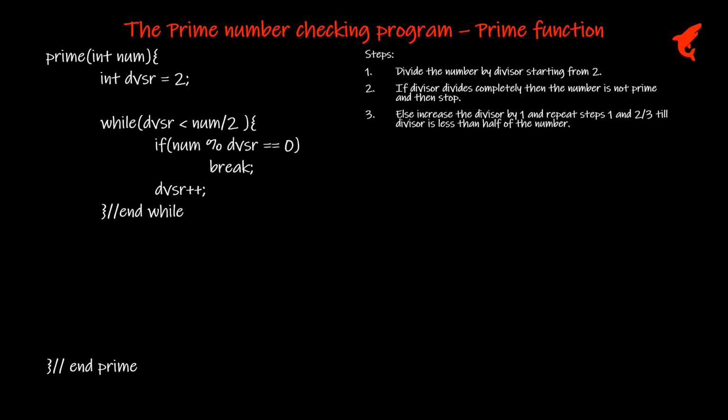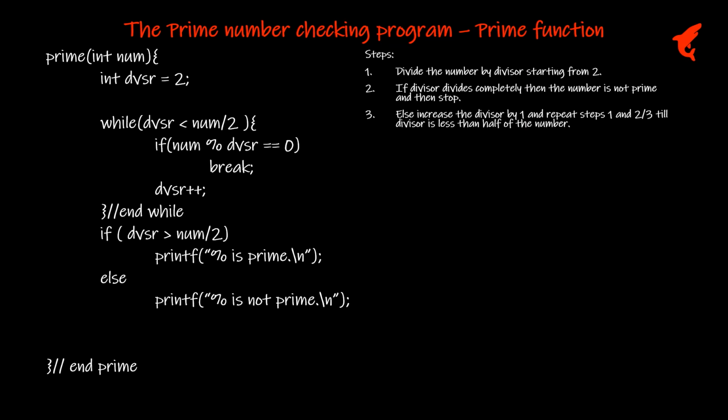Then we have print statements which will print that the number is prime if dvsr value is greater than half of num. Else it will print that the number is not prime. Finally, with a return 0 statement we end the function.